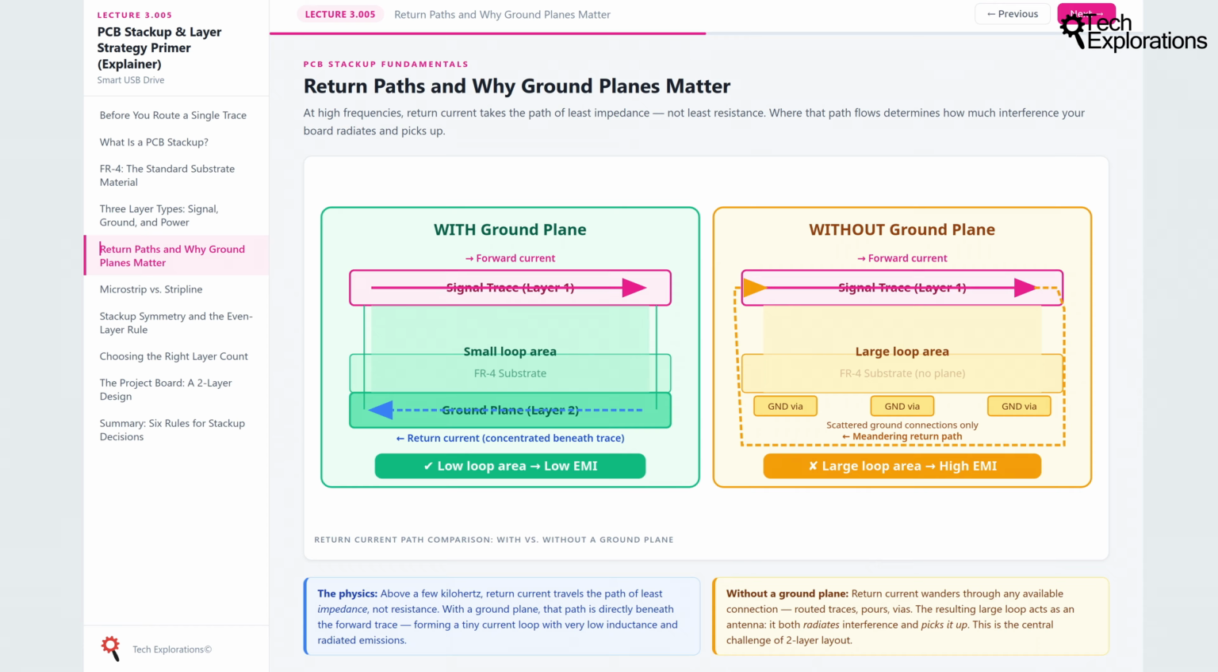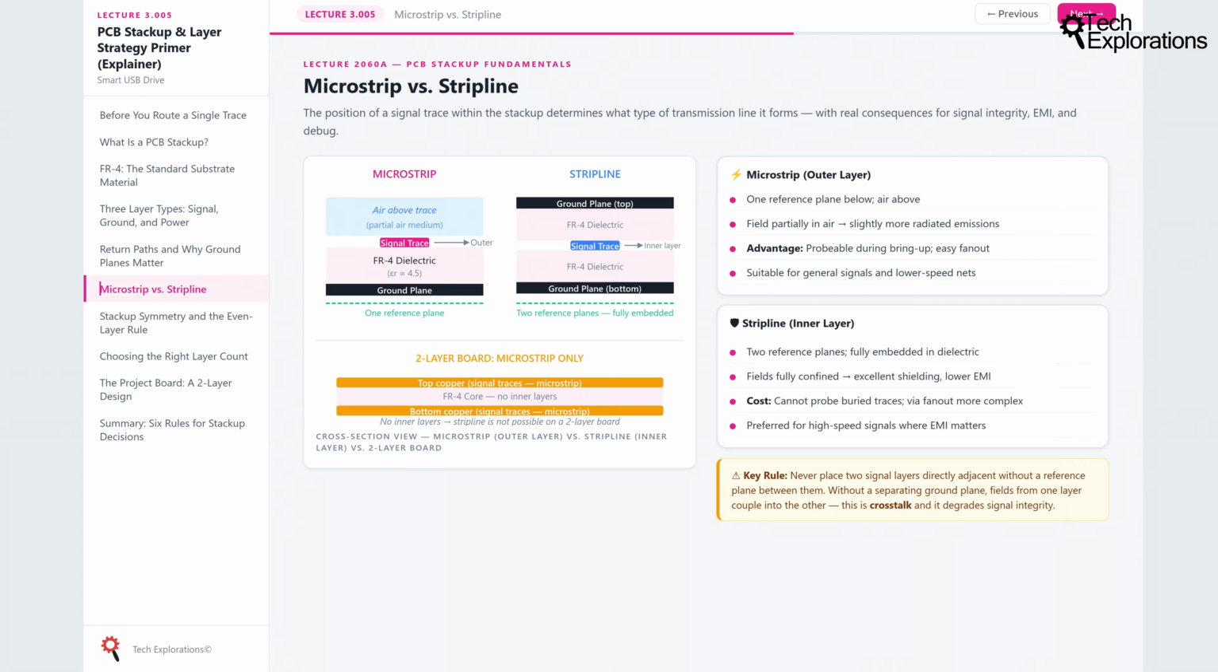The position of a signal trace within the stackup determines what type of transmission line it forms. This has practical consequences for signal integrity and debugging. A microstrip is a trace on an outer layer, on the top or bottom layer, with one reference plane below it. The trace has dielectric beneath it, but air above it. This mixed medium makes microstrip slightly more susceptible to radiated emissions and external interference because the electromagnetic field partially extends into the air. The advantage, of course, is accessibility. You can probe microstrip traces during bring-up, and component placement and via fan-out are straightforward.